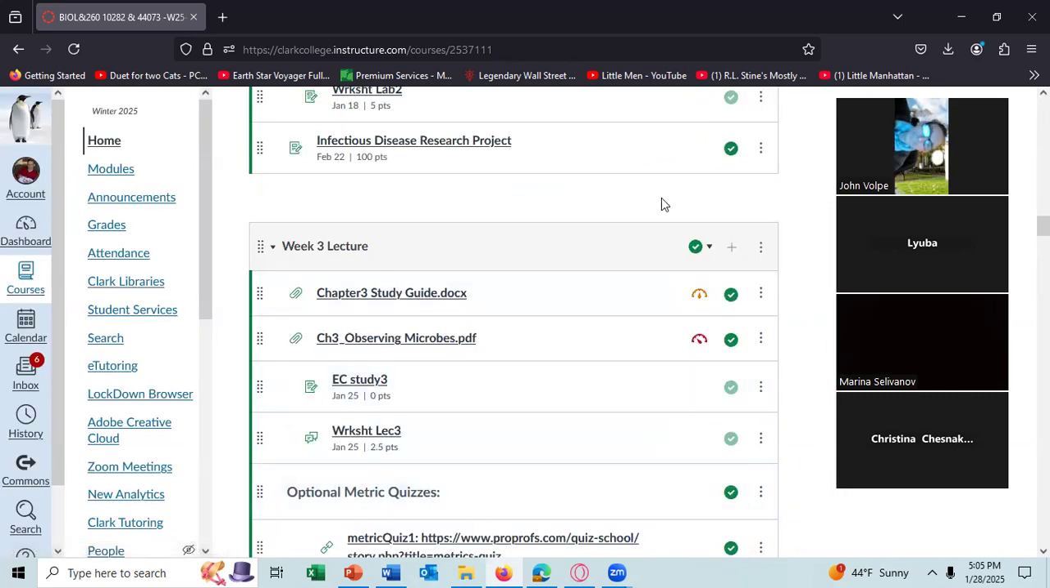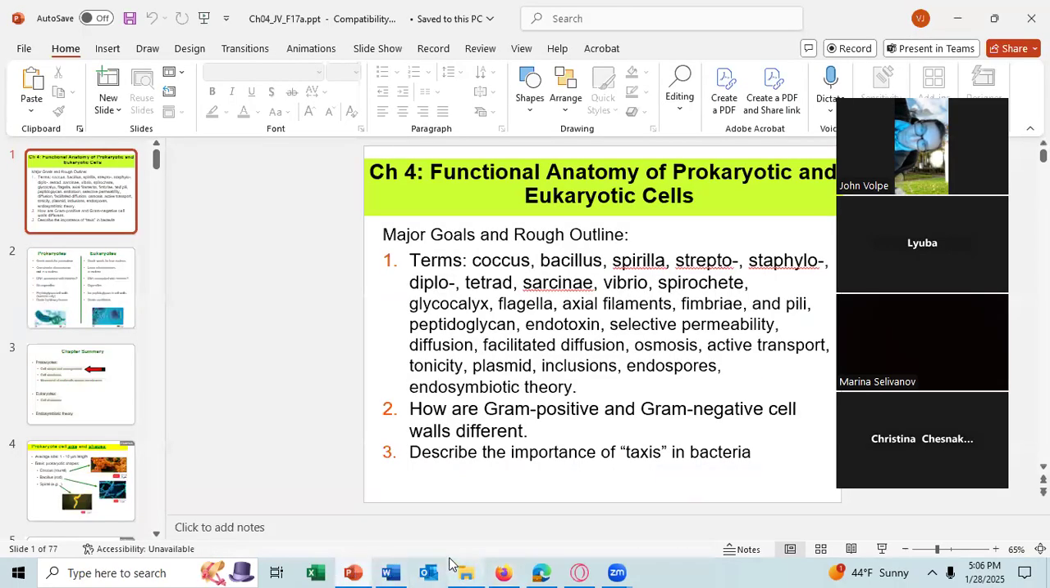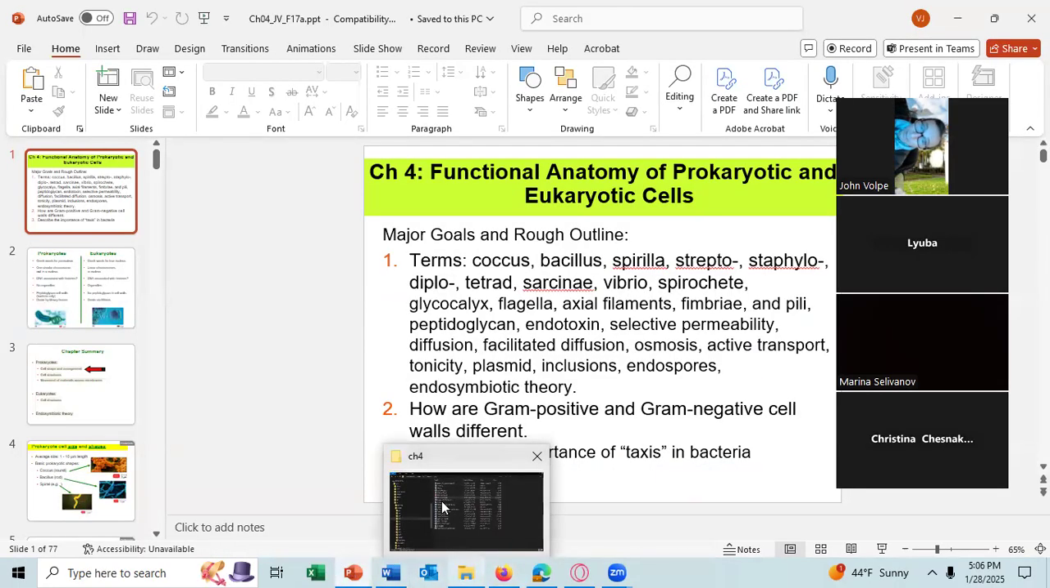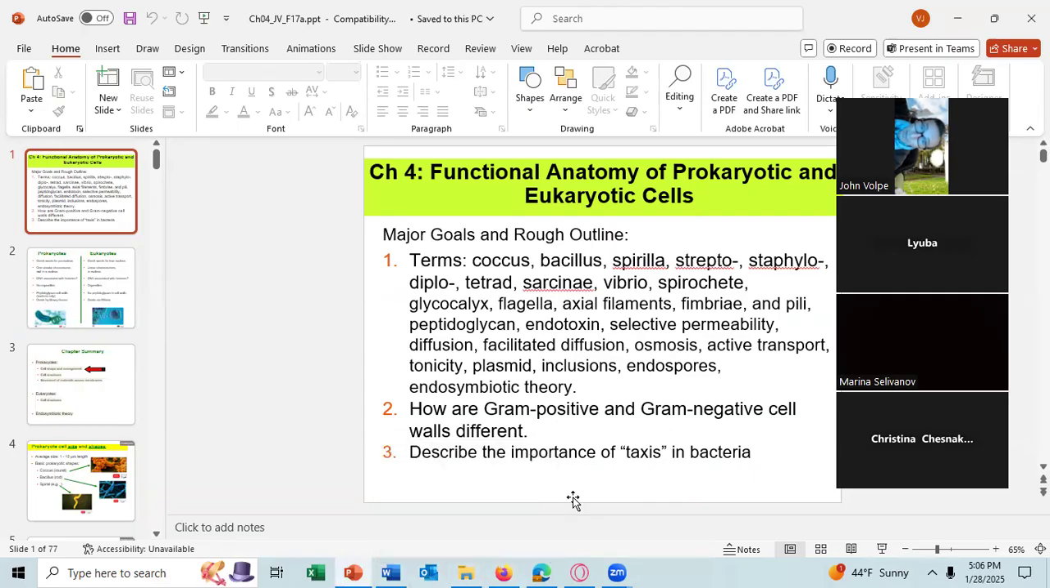All right. Any question about any of that? All right. We'll also be discussing how gram-positive and gram-negative cell walls differ. And then lastly, 3, describe the importance of taxis in bacteria.